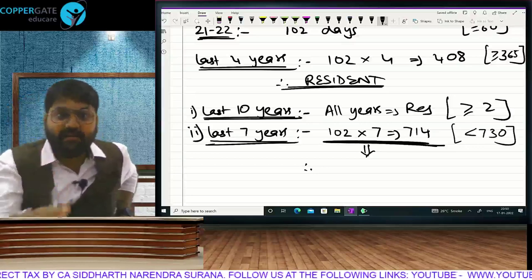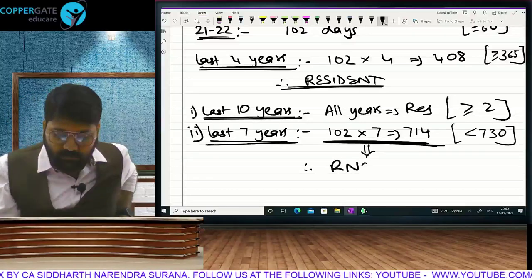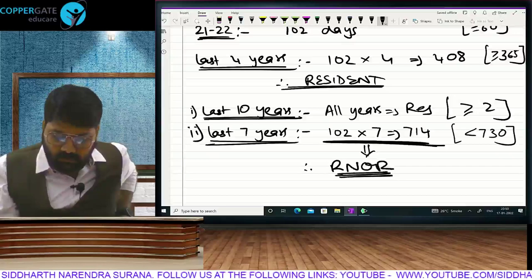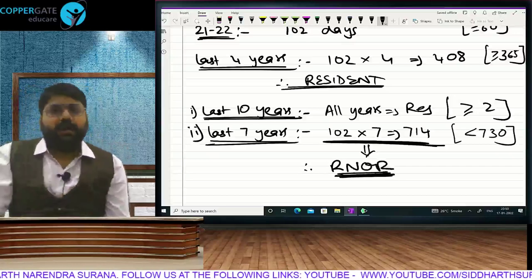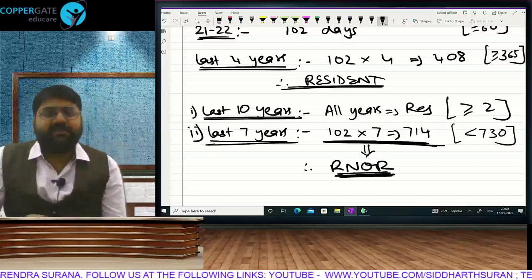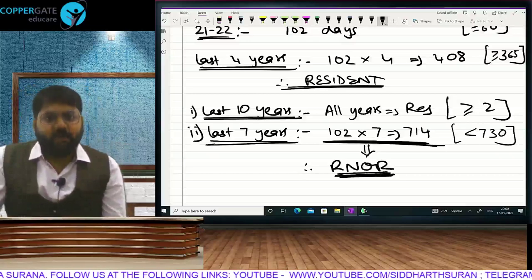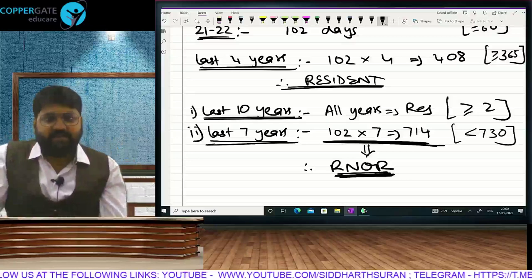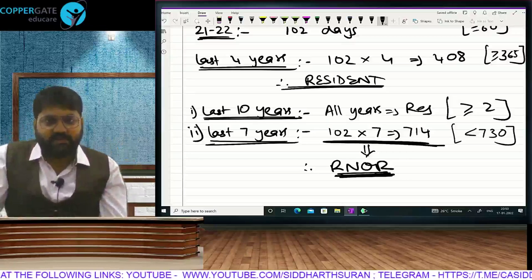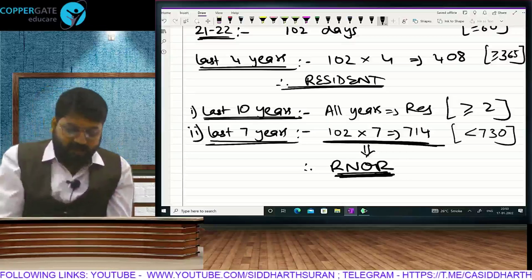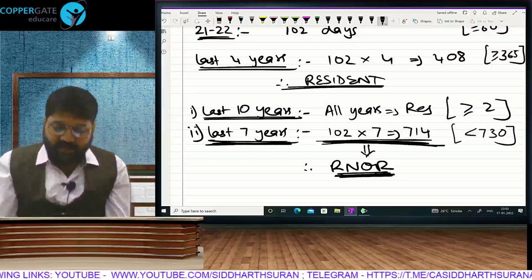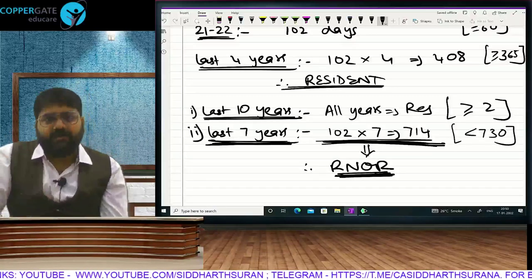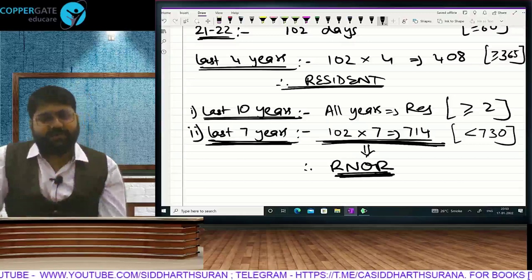If he was non-resident, then this step will not be performed. He is a resident, but RNR. And you know why I purposely did the 10 years condition first? Normally, we always do 7 years, then 10 years. But why did I do 10 years first, you know? Because if I would have done this first and got this answer, we would have stopped immediately. But I wanted you to check both conditions.